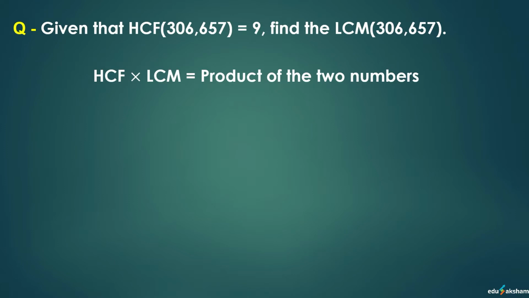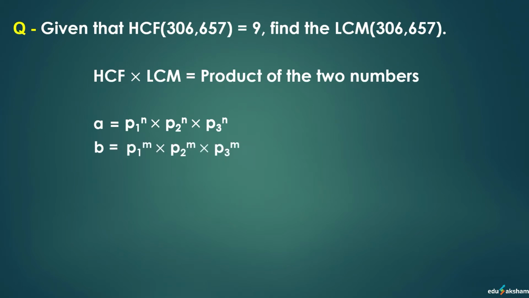But first let's see why this formula works. Let us take the two numbers a and b. As a product of its prime factors, a can be represented as p1 to the power n into p2 to the power n into p3 to the power n. Similarly, as a product of its prime factors, b can be represented as p1 to the power m into p2 to the power m into p3 to the power m. Now, m is more than n.